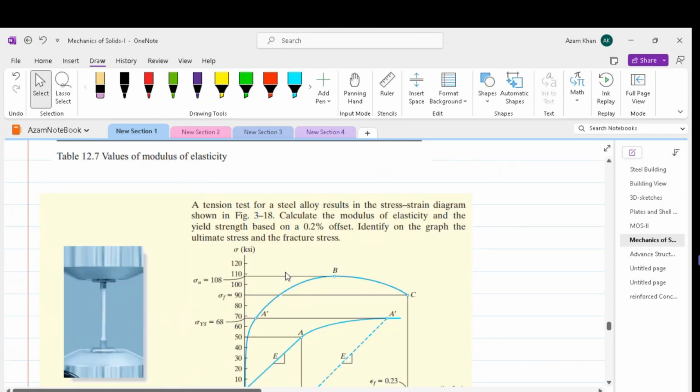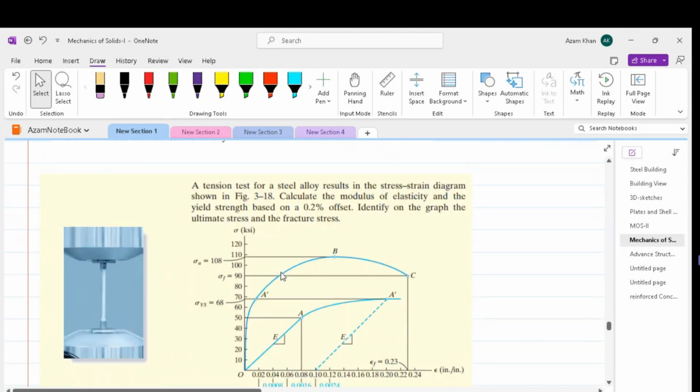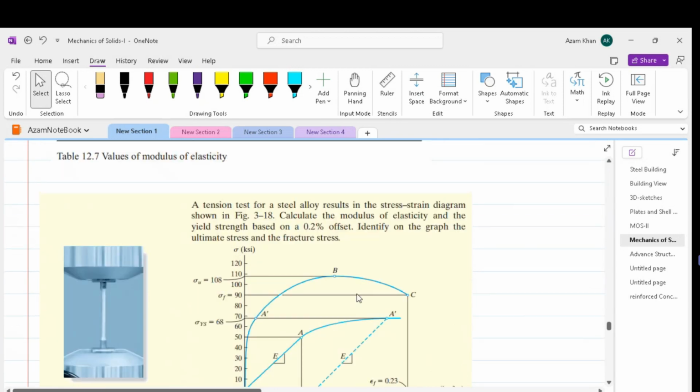Let us now look into this simple problem where we are given stress strain curve and this is of a steel alloy. We are asked to find out the modulus of elasticity and the yield strength based on 0.2% offset.